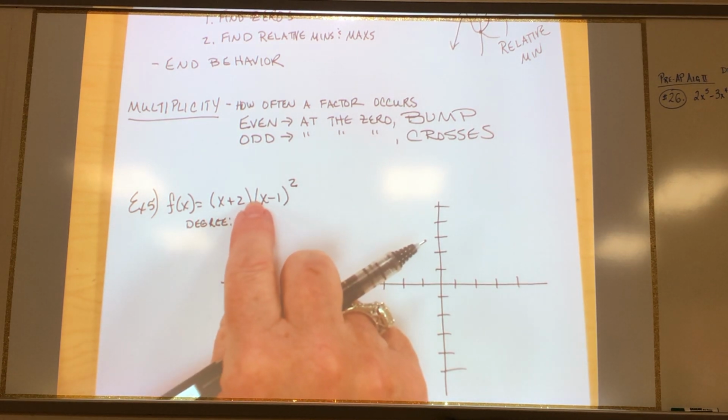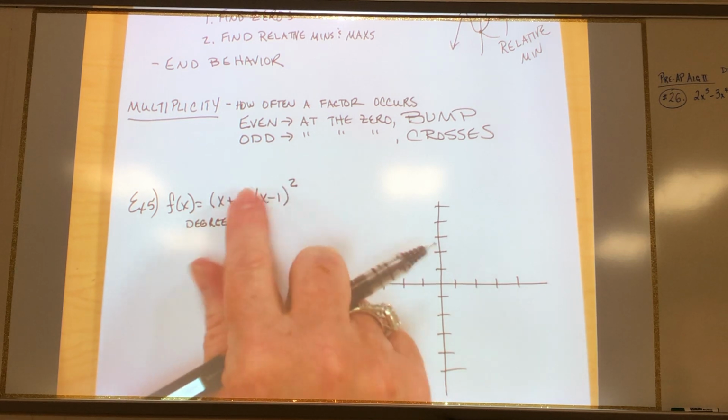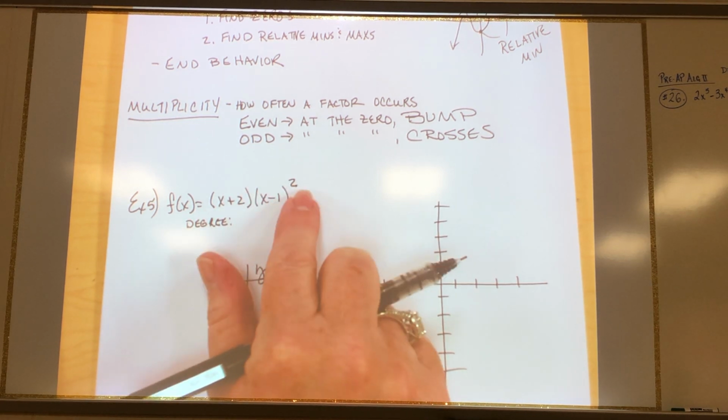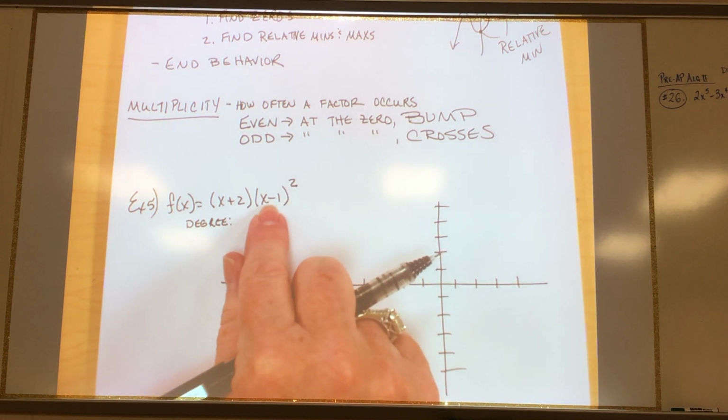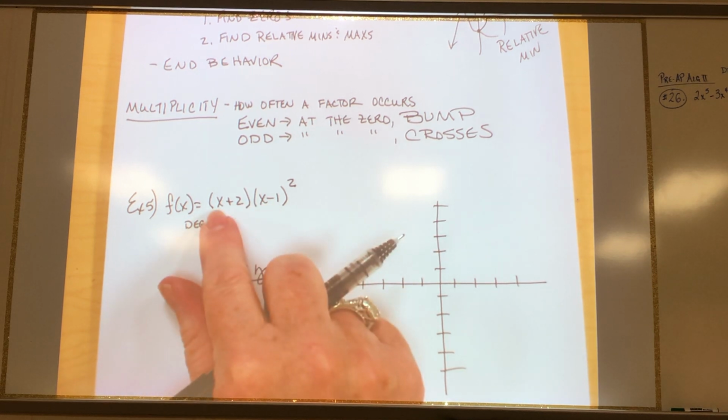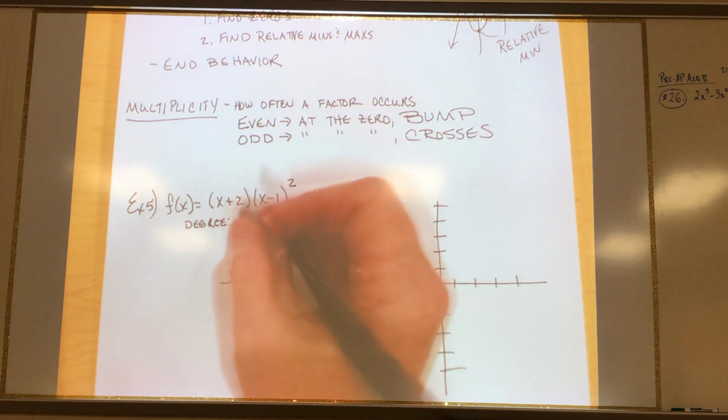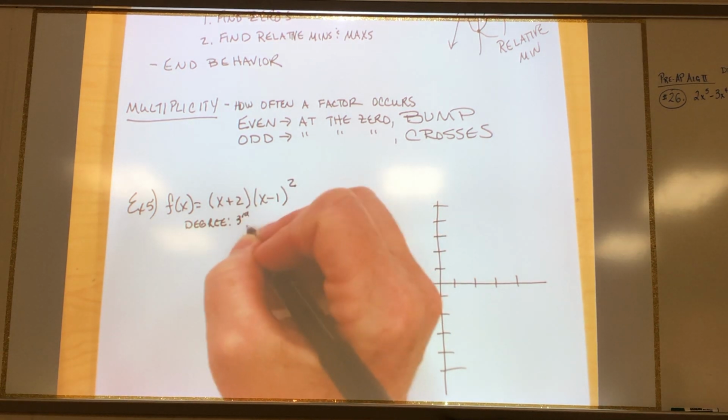Look, when you multiply, what do you do with your exponents? You add them. What's 1 plus 2? 3. Let me show you another way to look at it. When you square this binomial, will you get an x squared? Yeah. When you multiply an x squared times an x, what will you get? Okay? So his degree is 3rd, and that makes him odd.